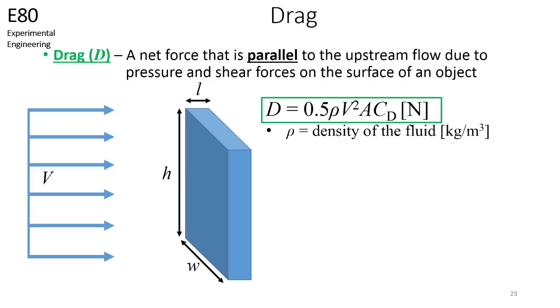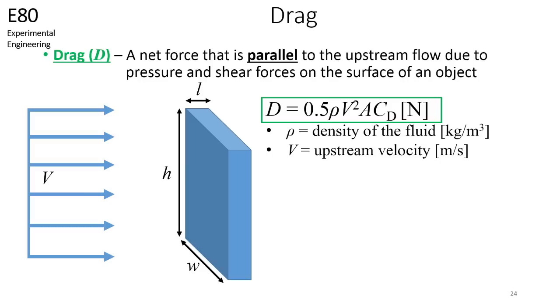Rho is the density of the fluid in units of kilograms per cubic meter. If you are calculating the drag of a car, then you would use the density of air in this equation. If you are calculating the drag on an underwater robot, you would use the density of seawater at the depth that your robot will be traveling.